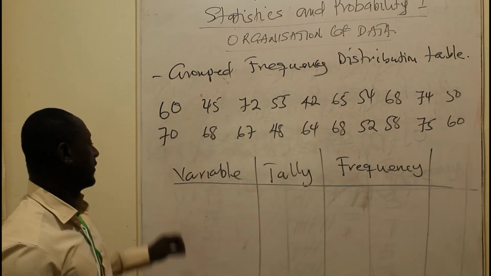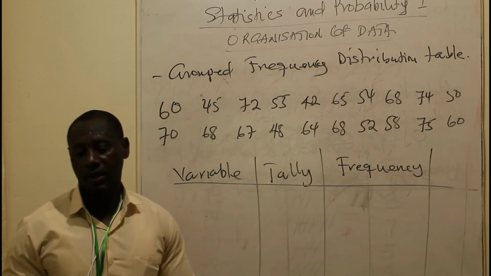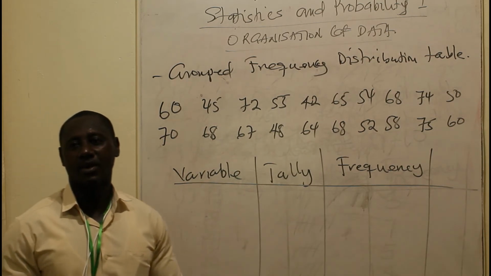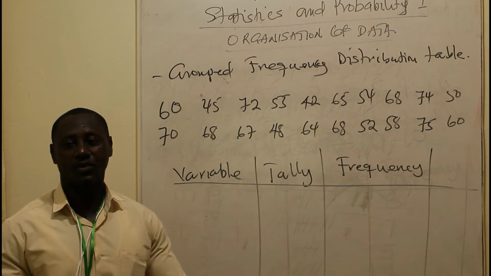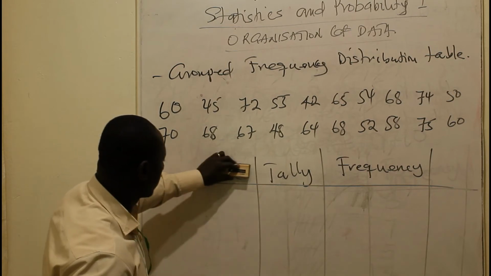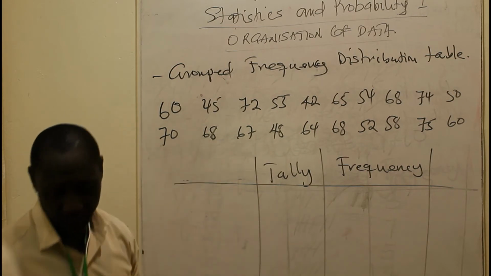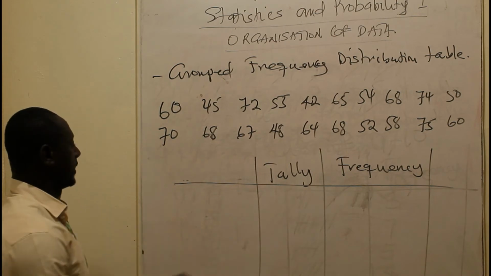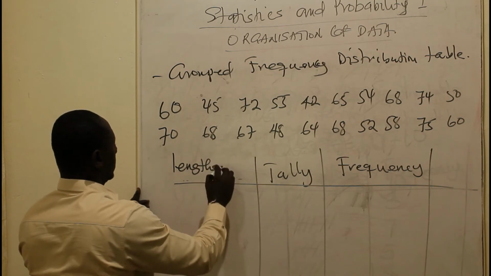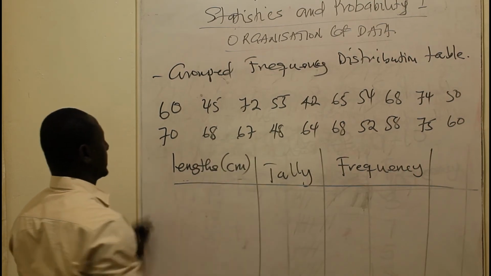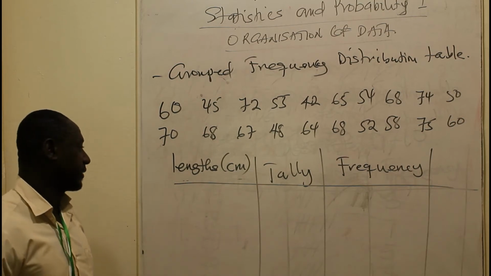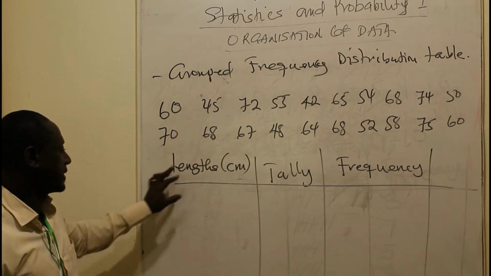Now, remember, for the variable here, we are talking about the figures of length of some iron rods that were measured. So we are now going to take this variable. What do you think will be the variable? The variable is going to be the length of iron rods, maybe in centimeters. So the length in centimeters.